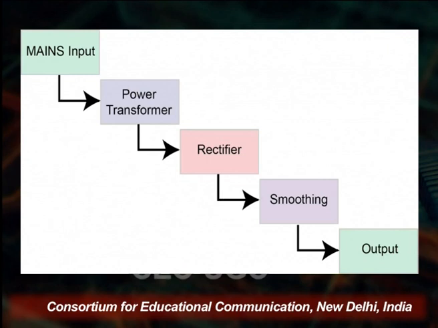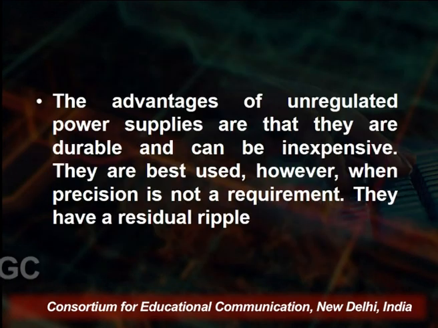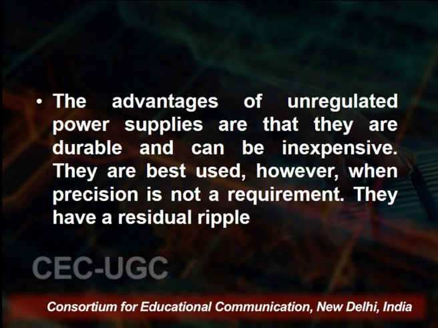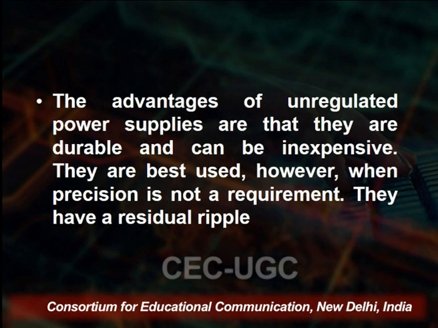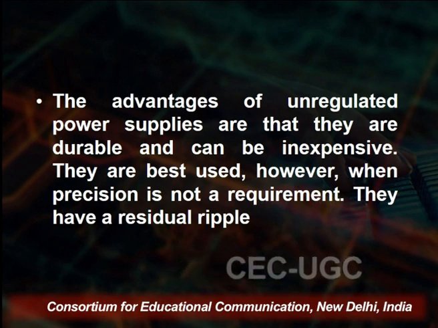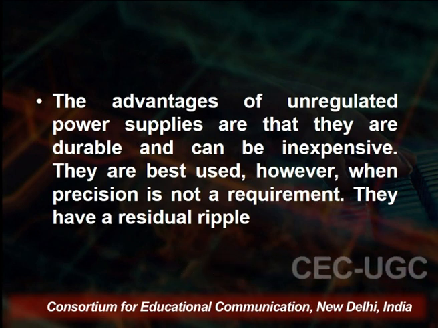Here you see on the screen, this is the simple mains power supply, the unregulated one: mains input power, transformer, then the rectifier, then the smoothing, then the output. The advantages of an unregulated power supply are that they are durable and inexpensive, and they are best used when precision is not required, and they have a residual ripple.